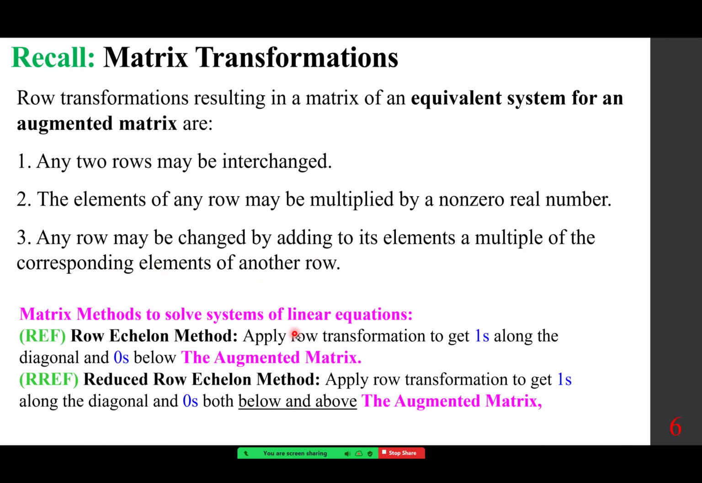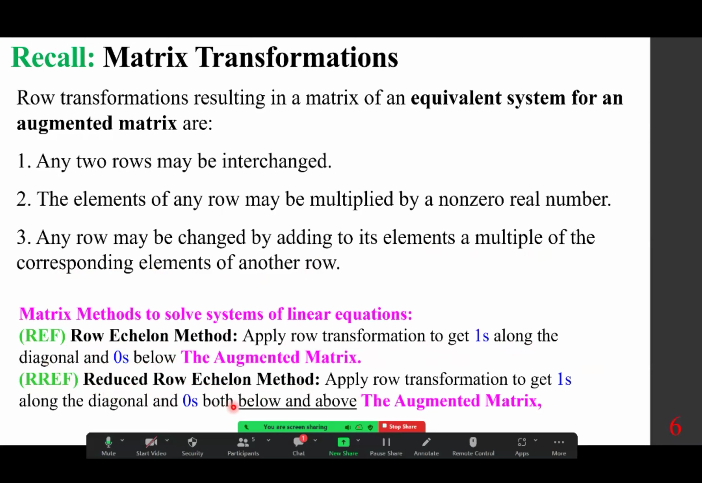Matrix methods to solve systems of linear equations. REF, short for row echelon method: apply row transformations to get ones along the diagonal and zeros below in the augmented matrix. Or RREF, reduced row echelon method: apply row transformations to get ones along the diagonal and zeros both below and above in the augmented matrix.